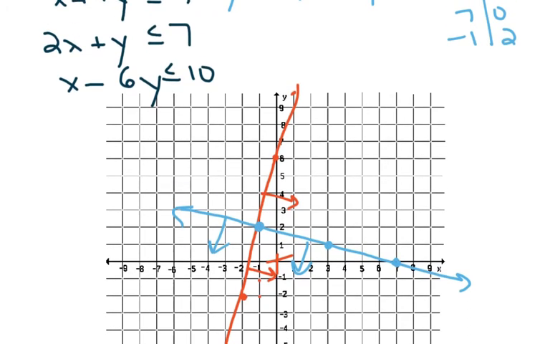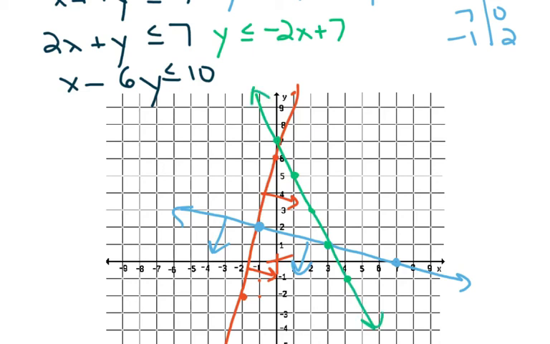2x + y is less than or equal to 7. So y is less than or equal to -2x + 7. That one is easily graphable. The y-intercept is 7, and the slope is -2. So I'm going to go down 2 to the right one, down 2 to the right one. I'm going to do that several times. Look, it hits another point. I'm going to draw my line here.